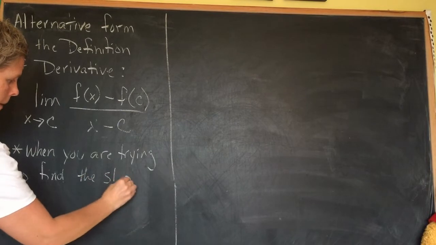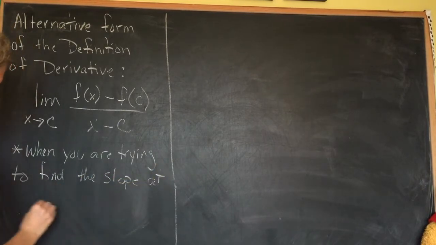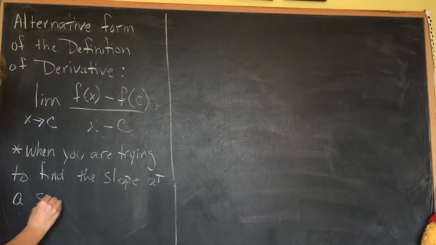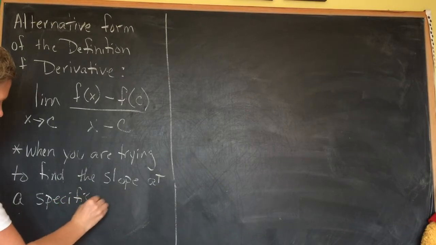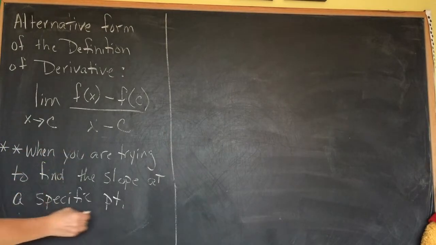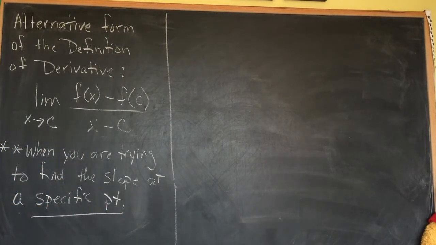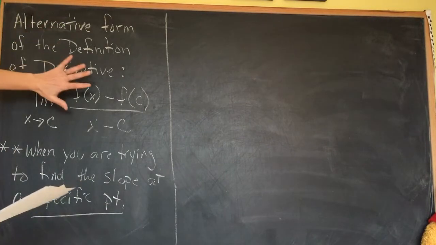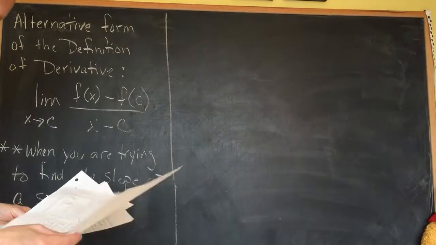the slope at a specific point. So that's key. When you are trying to find slope, you have to be given a specific point. So we're going to look at 3 examples now, where we're going to ask you to find that derivative. All right, so example 1.